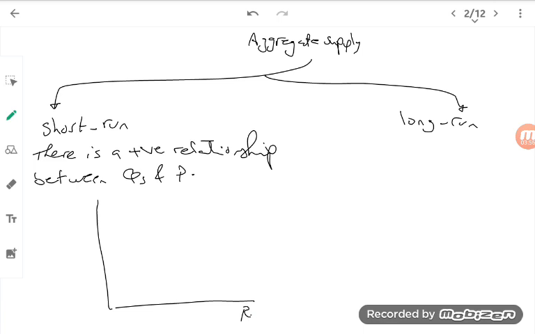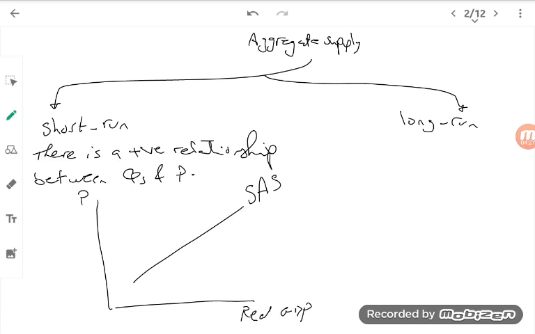This is real GDP. And this is the price level. It's a positively sloped curve. So this is short-run aggregate supply. Positively sloped because of the positive relationship between price and the quantity supplied. As price increases, producers are willing to sell more, so they can produce more and supply more.